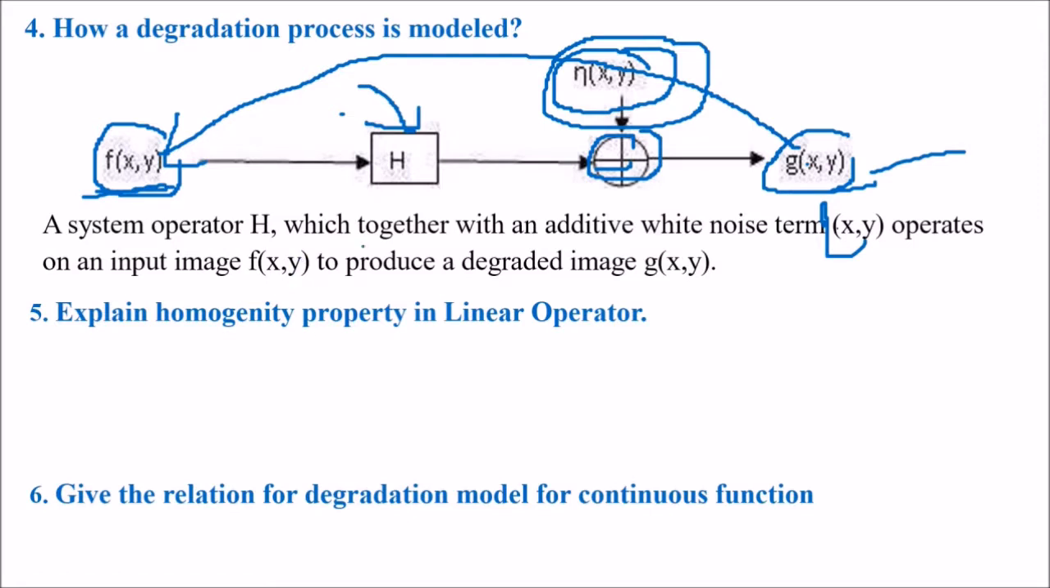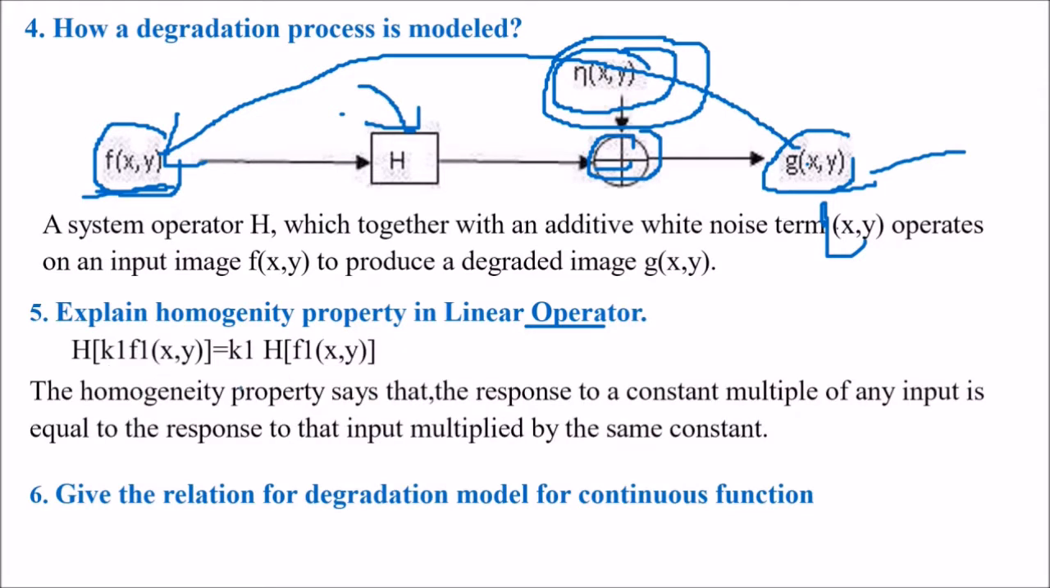Now explain the homogeneity property in linear operator. We said that linear operator has two properties. Additivity we have seen. Now this is the homogeneity property. It says that the response to a constant multiple of any input is equal to the response to the input multiplied by the same constant. If you have f1(x,y), multiply it with k1 and then apply h, the linear operator, on the multiplication of k1 with f(x,y), this is equal to first taking the linear operation and then multiplying it with k1.